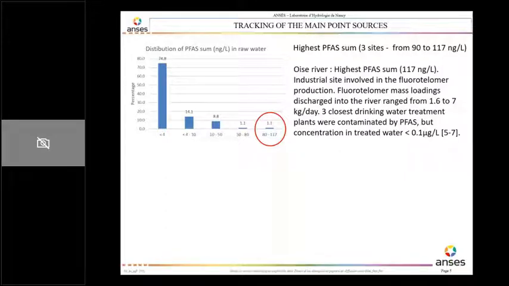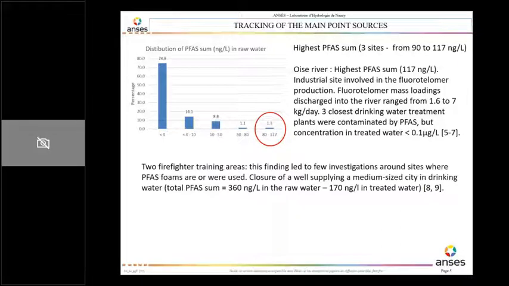The sites where the second and third highest PFAS sums were recorded turned out to be sites where firefighting foams were used. At that time, this kind of activity was quite overlooked in France.